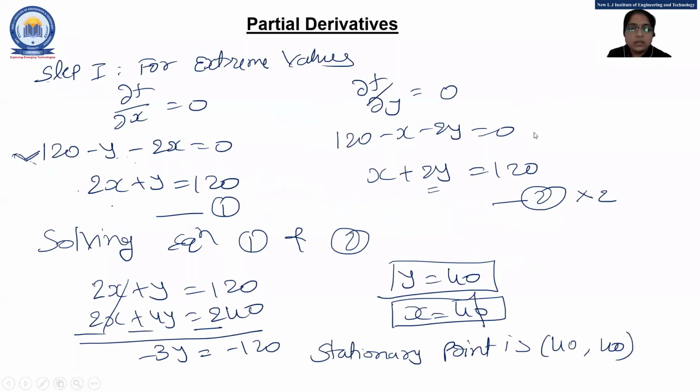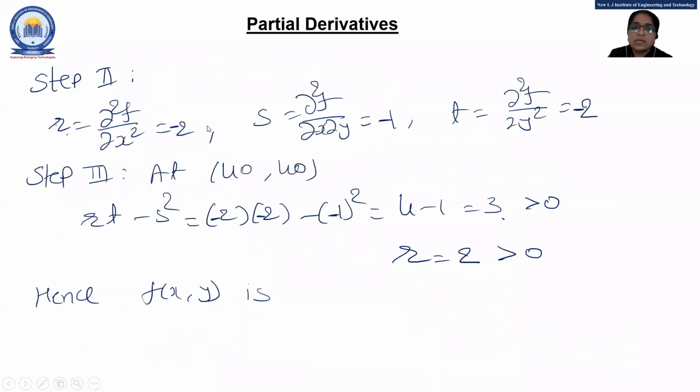Students, listen carefully. This r, the second derivative, we have to check from the first equation, because in this we get minus common, right? So our del square f by del x square is minus 2, del square f by del x del y is minus 1, and t is minus 2. So our r is minus 2, which is less than 0, which means our function is maximum. And as our function is maximum here, what is the maximum point?